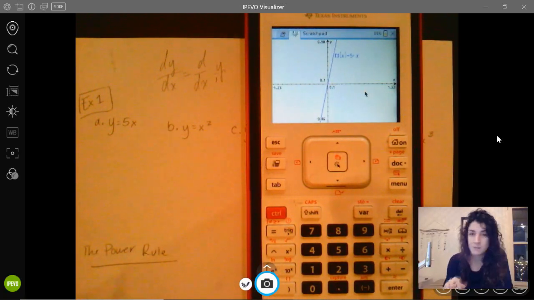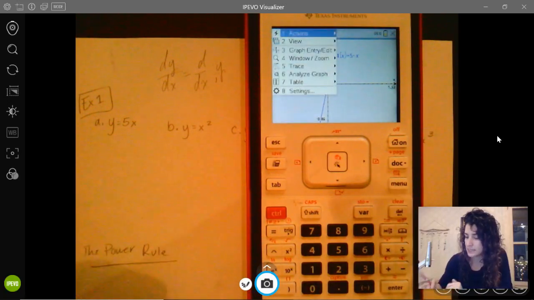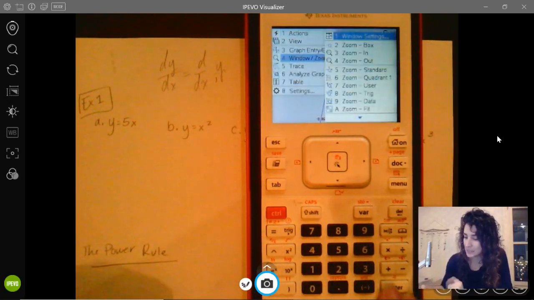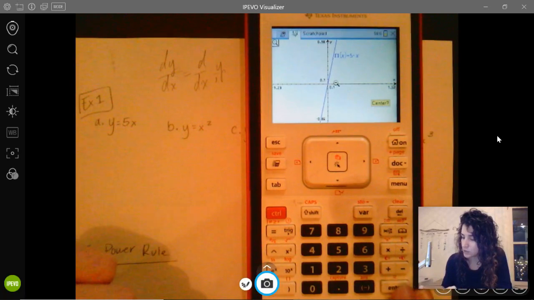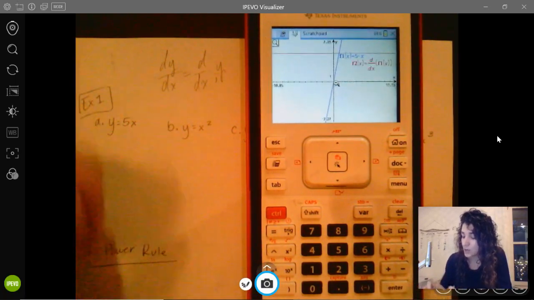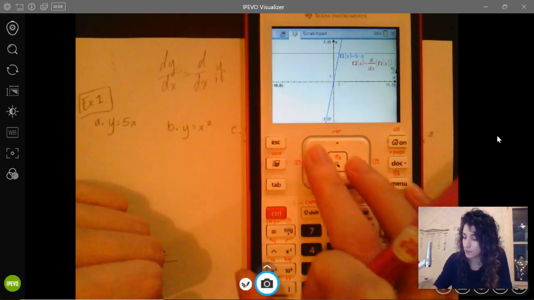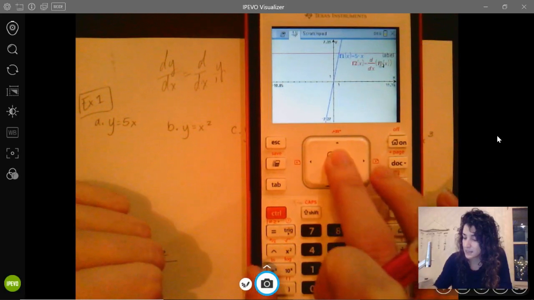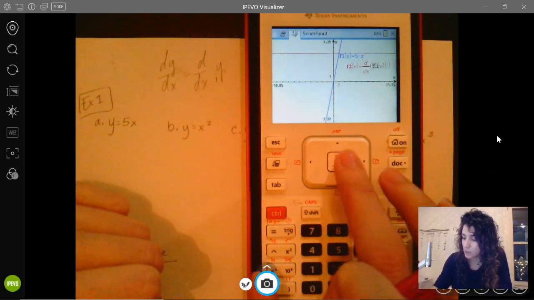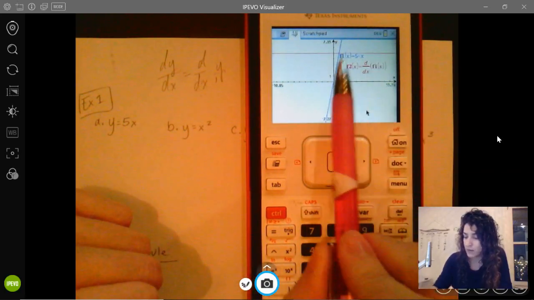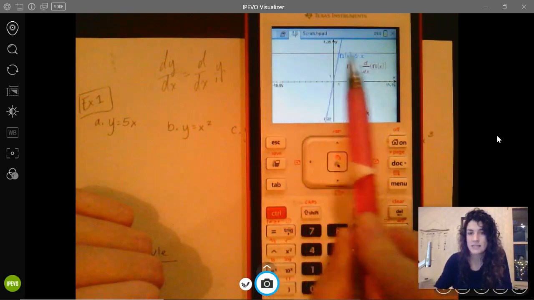We don't see anything at first because my zoom is crazy. You might see it because your zoom hopefully isn't crazy, but I am going to zoom out. We know that the slope is 5, and so it makes sense that then the derivative would just be y equals 5, which is the slope. And we can see that graphed here.